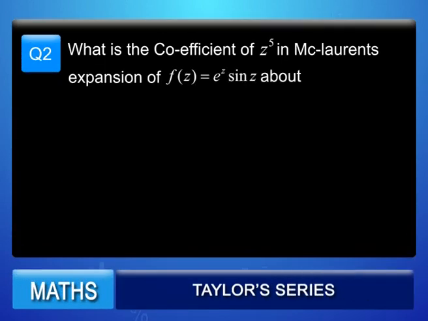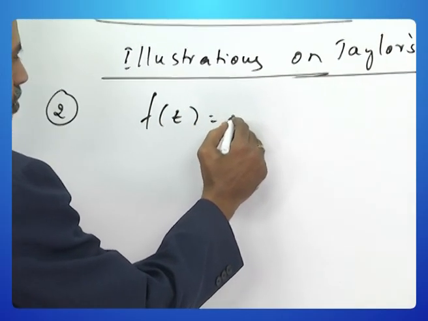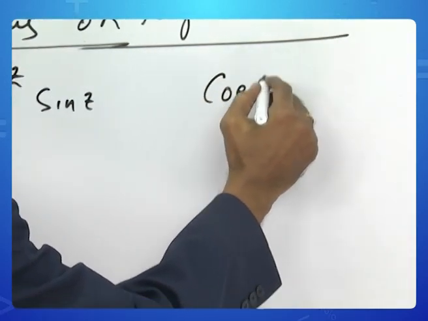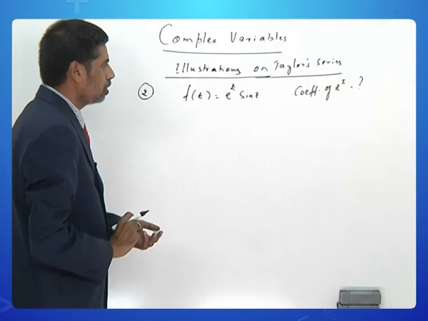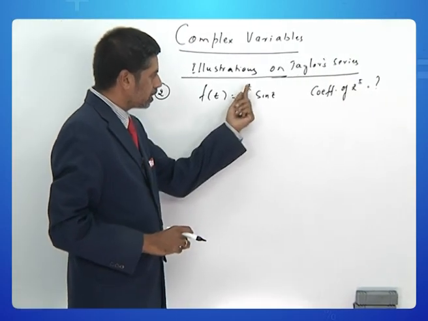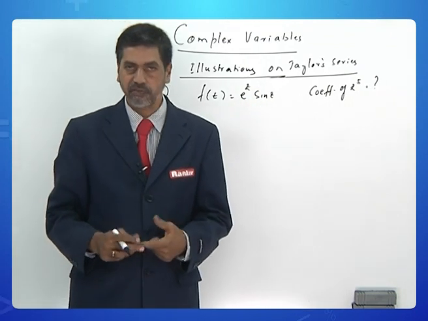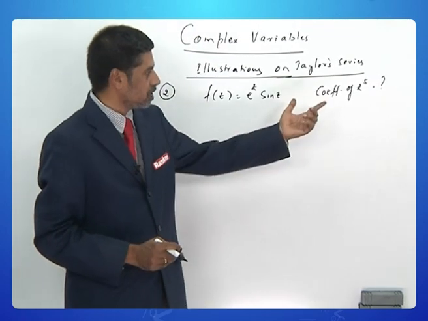Question number 2. What is the coefficient of z to the power of 5 in the Maclaurin expansion of f of z equals e power z sin z about z equals 0? Well, there are two ways of doing this. You can treat this as a single function and keep on differentiating 5 times, and you determine the coefficient of z to the power of 5.